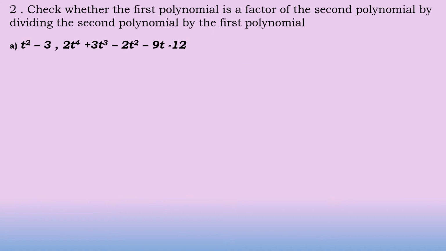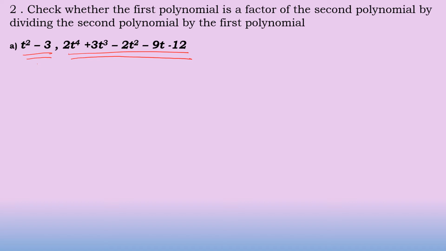Our next problem is to check whether the first polynomial is a factor of the second polynomial by dividing the second polynomial by the first polynomial. So what is the first polynomial here? t square minus 3. So you need to divide the second polynomial by the first polynomial. So you need to divide this polynomial by t square minus 3 and check if it is a factor.